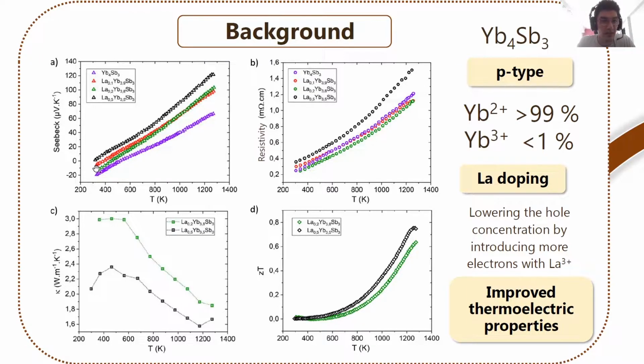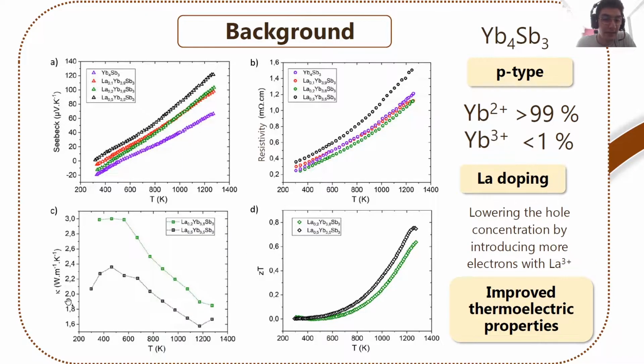So that means that we have a p-type semiconducting behavior, and what we want to do now is to improve the thermoelectric properties by lowering the hole concentration, by introducing more electrons to the system, by introducing lanthanum, which has oxidation state +3 mainly. By doing so, we add more electrons to the system and we reduce the hole concentration. And this is what was performed. We can clearly see that the Seebeck coefficient is significantly improved by doping of lanthanum on the ytterbium site. At the same time, the resistivity is quite close to the mother material. So this is very interesting for getting high-performance thermoelectric materials.